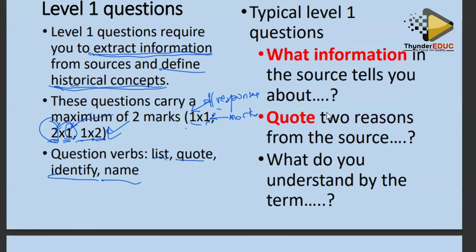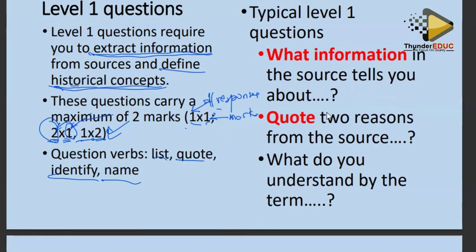You are just naming whoever. If there are countries, you are just naming them. It was the USA. It was Britain. It was France. You're just naming. So that is the level of level 1 questions, how the questions are asked, and basically the question verbs which are used in that particular type of question level.